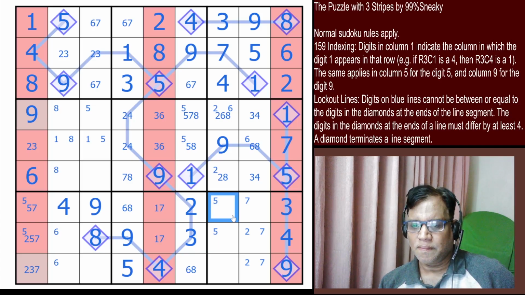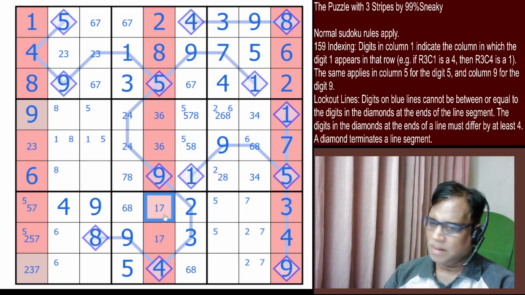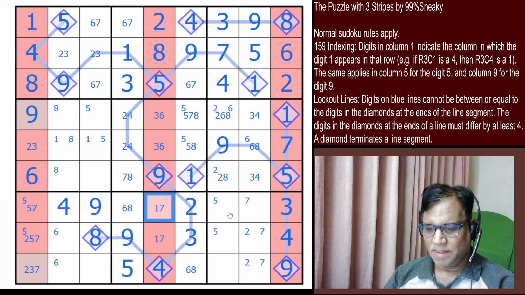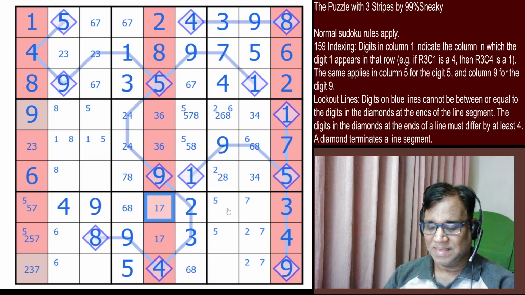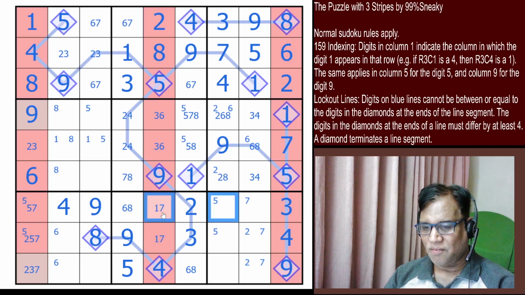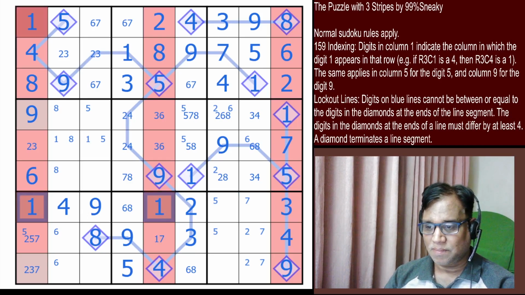Right, I saw it. This cell. This cell. If that's 7, that's 5. And this is not possible. If that's 7, because this is indexing here, that would be 5. We will have 5, 7 here. And that cell is possible. That cell will not be possible. That is not 7. That has to be 1. Sorry, only that has to be 1.